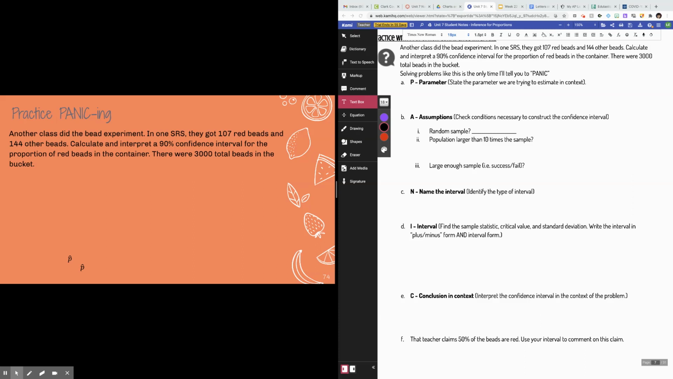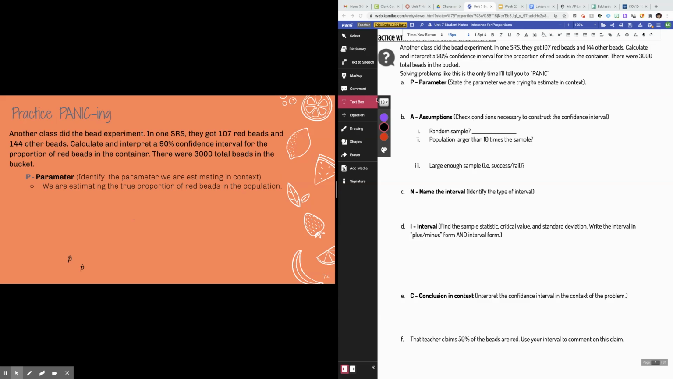okay? So what we're gonna do here is we are going to calculate and interpret a 90% confidence interval for the proportion of red beads in this container, okay? And we only have one simple random sample that got 107 red beads and 144 other beads. And then I'm telling you that there's 3,000 total beads in the bucket. So that's like your population value, okay? So we're gonna go through the steps.